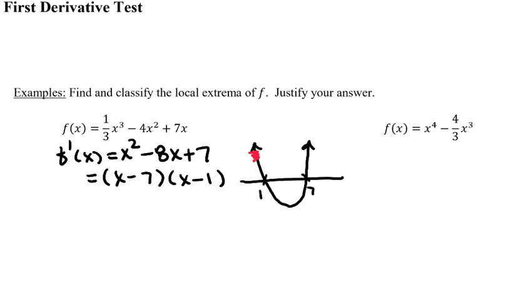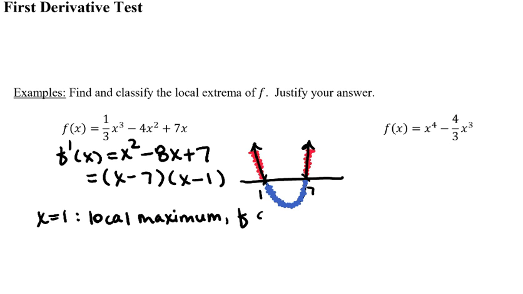Okay. Over here, where I'm coloring in red, for these x values, the derivative is positive, meaning f is increasing. Over here, where I'm coloring in blue, the derivative is negative, meaning the function is decreasing. As a result, I'm going to conclude that at x equals 1, we have a local maximum, reason being that f goes from increasing to decreasing.